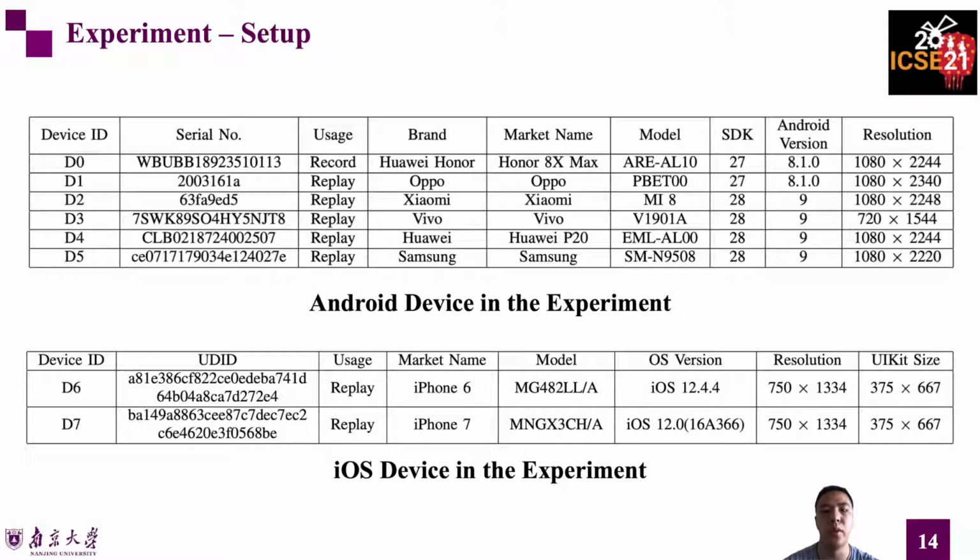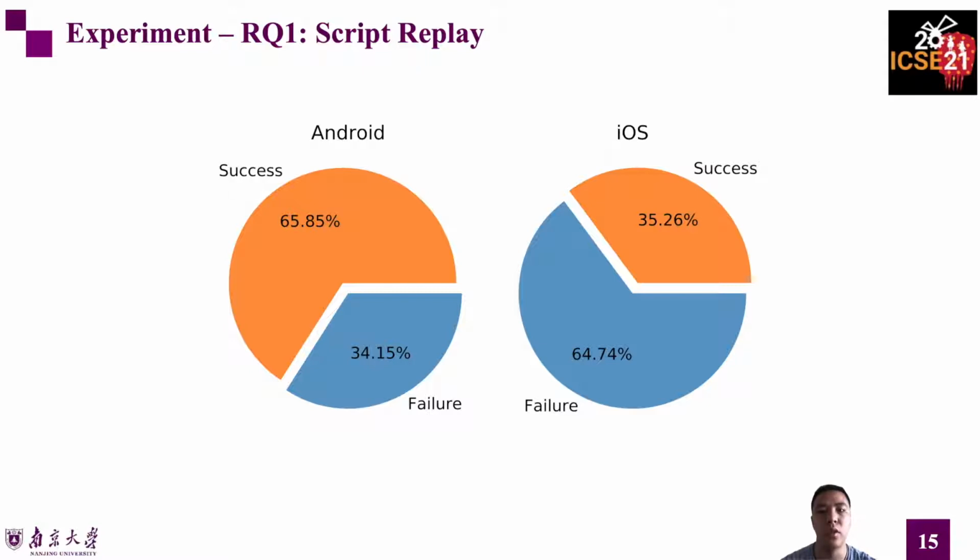Our experiment covers most mainstream mobile brands and models, including Samsung, Huawei, Apple, Oppo, Vivo, and Xiaomi. And the devices are of different operating system versions and different screen resolutions. We in total set 3 research questions. The first is the script replay accuracy.